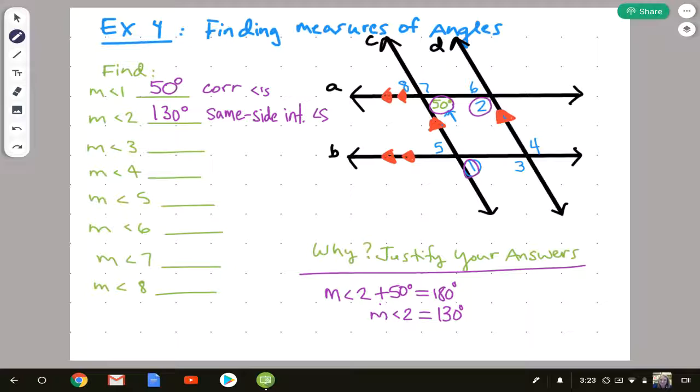Okay, why don't you pause and try to find the rest of the angles. Also, make sure you know the reason that you're giving the number you're giving. And then come back and see if you got the answers right.